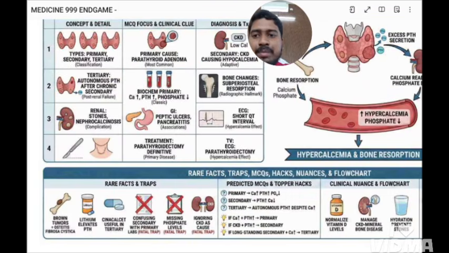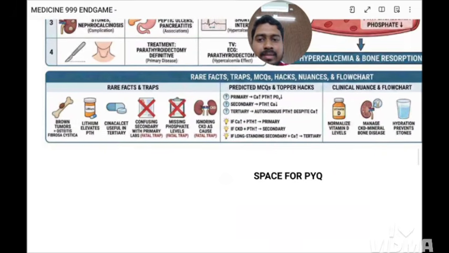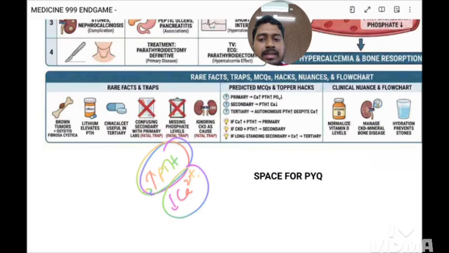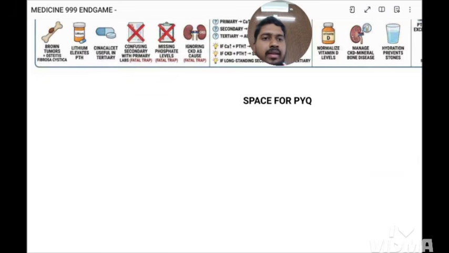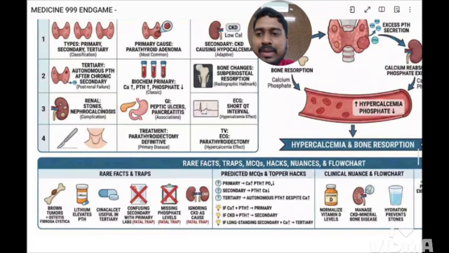So what happens in tertiary hyperparathyroidism is, because of long-standing secondary hyperparathyroidism, there is increased autonomous secretion of PTH. Even when calcium is low, the low calcium continuously causes increased autonomous PTH secretion. So we'll have increased calcium levels, but still there will be increased PTH levels. Okay, so this is in tertiary hyperparathyroidism.